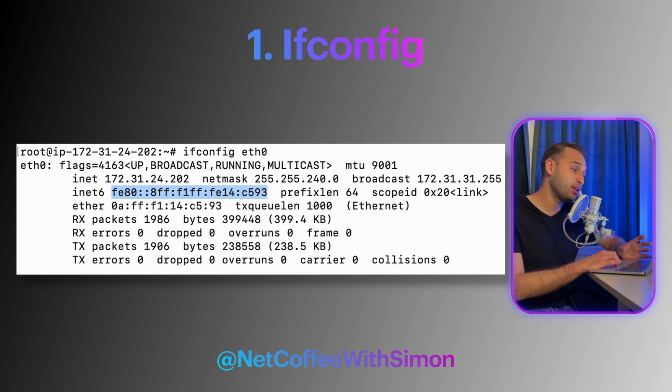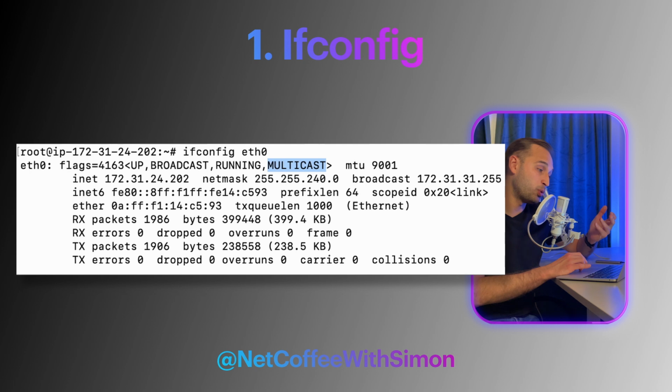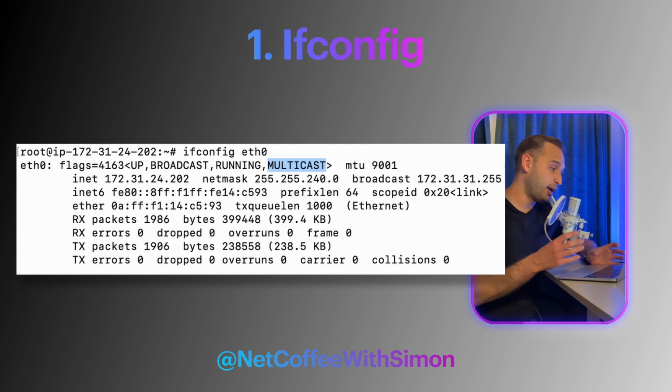When we look at the interface status, we have information that indicates the interface is ready to use. This is UP. We have information about BROADCAST, RUNNING and MULTICAST. Broadcast indicates that the interface allows us to send data to all of the devices. Running says that the interface is operational, and multicast allows us to send data to multiple specific hosts. We also have additional information such as MTU, the maximum transmission unit, which is the largest size of a packet that can be sent in a transmission.